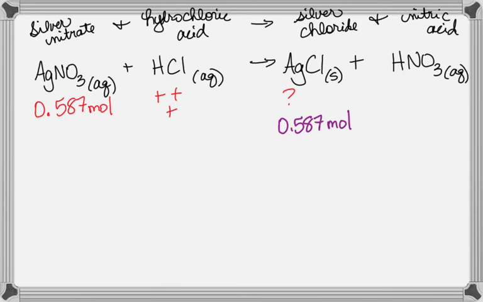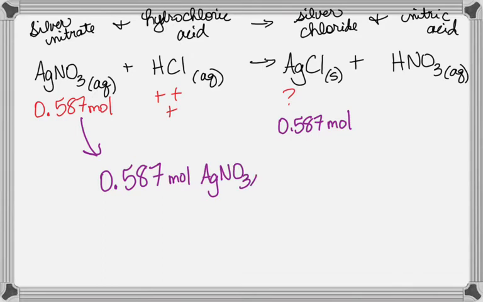Of the silver chloride, because one of these makes one of these. 1 silver nitrate makes 1 silver chloride. That's the math you're doing, because again, that's going to be important when it's not all 1 to 1 to 1. If we start with 0.587 moles of silver nitrate, what units do we want to cancel? Moles of silver nitrate.